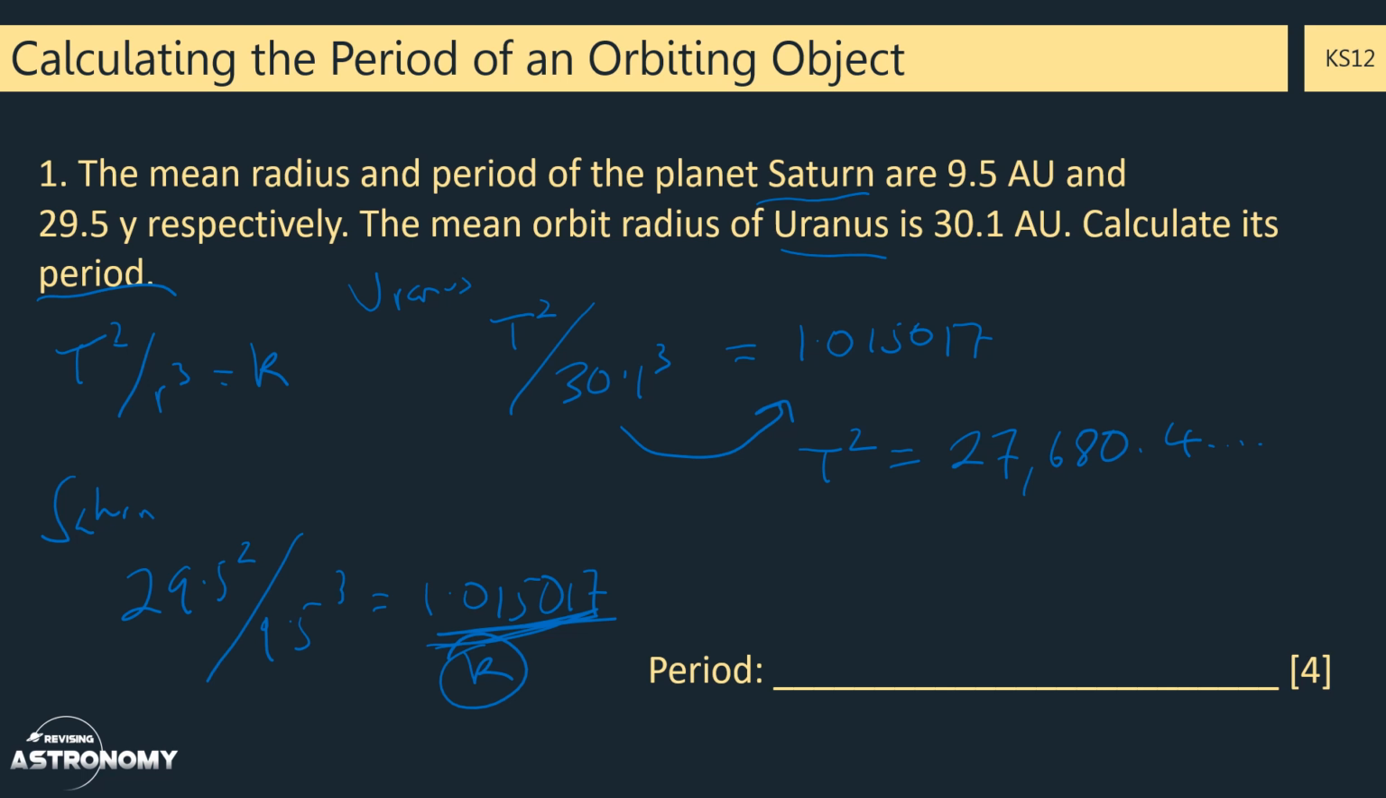27,680.4 and so on. But we don't want that, we want T. So to work out T, we have to square root that number, and if we do that, we find it's 166.3. So we know that the period of Uranus is around 166.3 years, because the units will be the same as in the question.